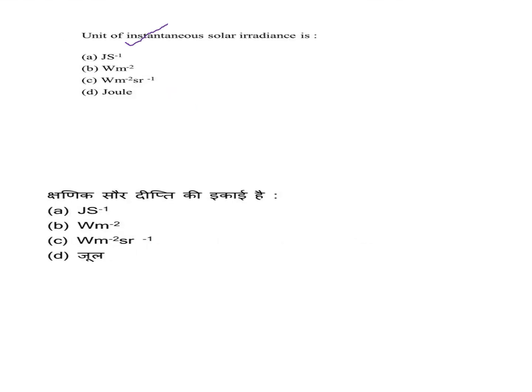Unit of instantaneous solar irradiance. The answer is watt per meter square. This is for solar radiance. This is for energy. This is for amount of heat received, meaning energy per unit time. So the correct option is watt per meter square for solar irradiance. And for solar radiance, third option.